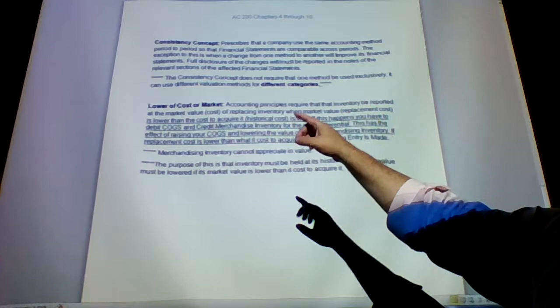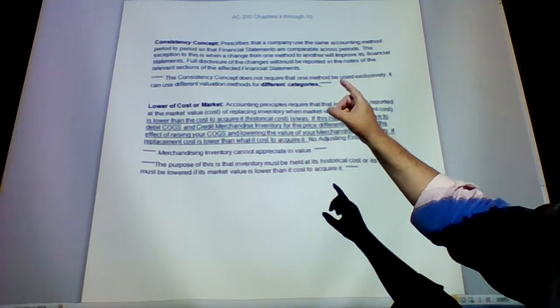Please do not get confused on this. Make sure that if you're getting confused, stop, read this again, and understand that, again, the consistency concept prescribes that a company use the same accounting method period to period so that financial statements are comparable across periods. The exception to this is when a change from one method to another will improve its financial statements. Full disclosure of the changes must be reported in the notes of the relevant sections of the affected financial statements. But the consistency concept does not require that any one method be used exclusively over the other.